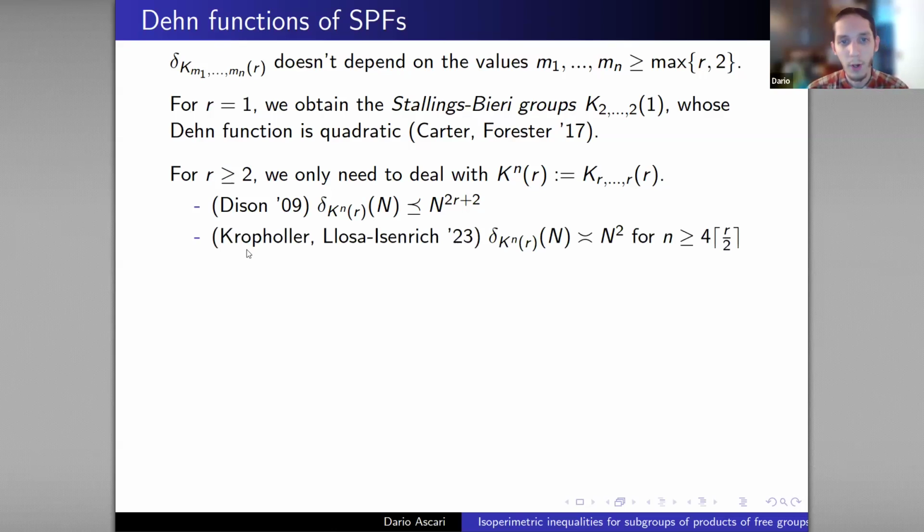And also, Kropholler and Llosa Isenrich proved that these Dehn functions are quadratic, provided that n and r satisfy a certain inequality, which, roughly speaking, says the number of factors is bigger or equal than 2r. And also Dyson had a result about the specific group K32. He proved that the Dehn function is at least n cubed and at most n to the 6. So we have a non-quadratic Dehn function here.